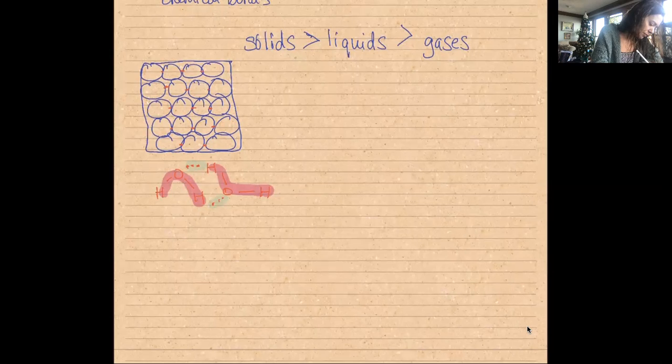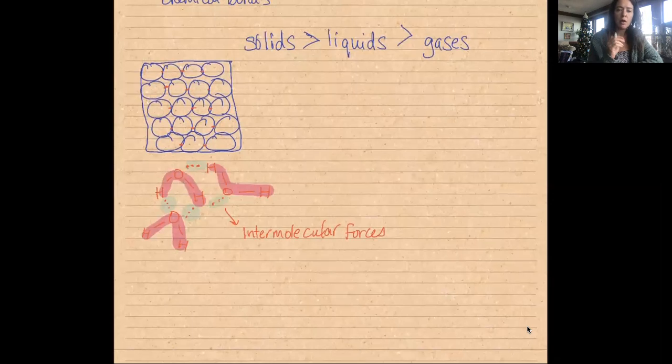We could put another oxygen here, right? Here's another molecule right here. And we could have him attracted. We could have forces of attraction between one molecule and the other molecule. Okay? These are intermolecular forces. It holds one piece of H2O to another piece.